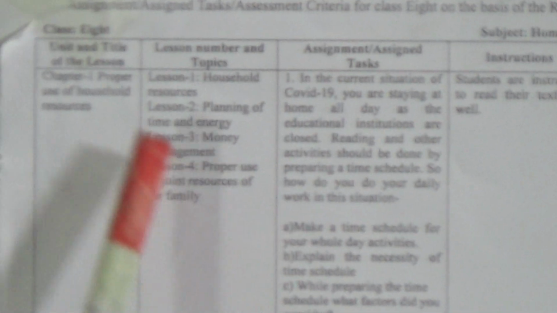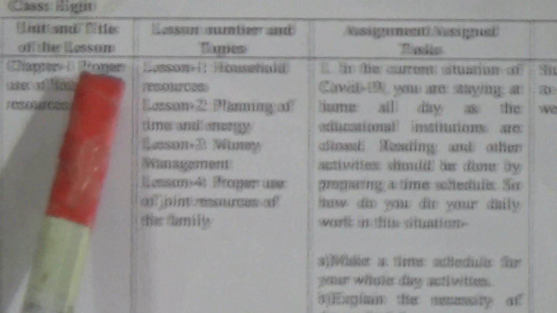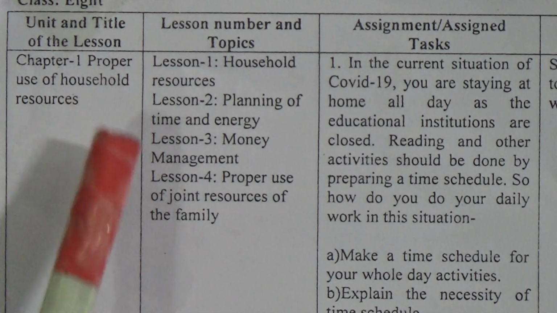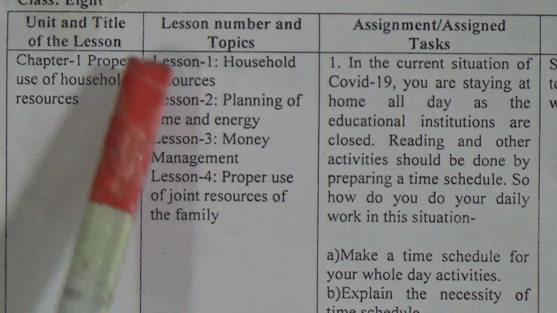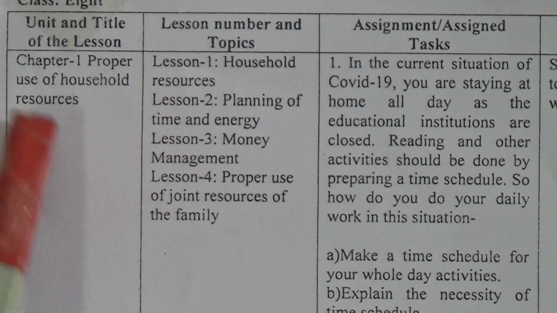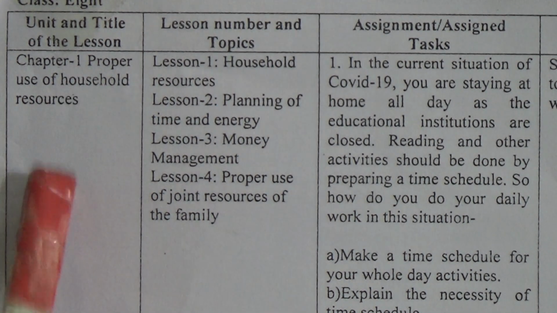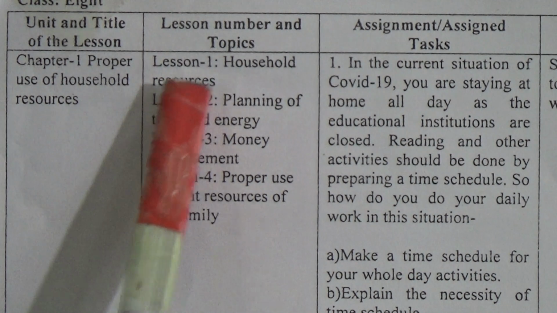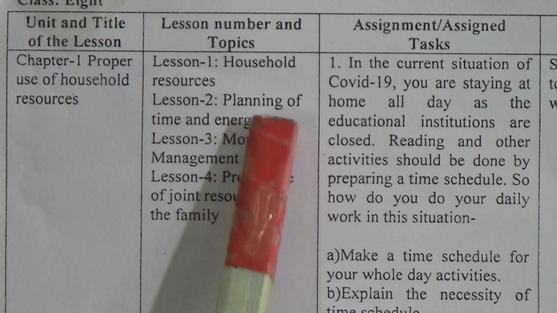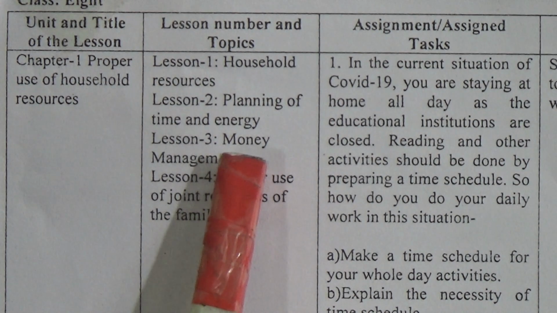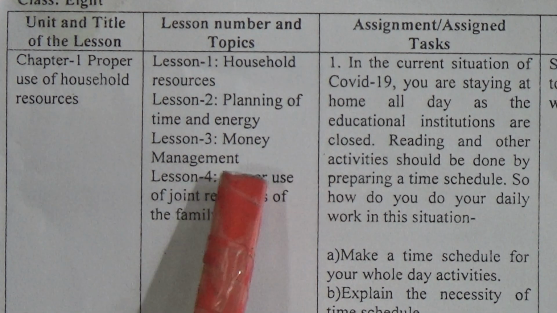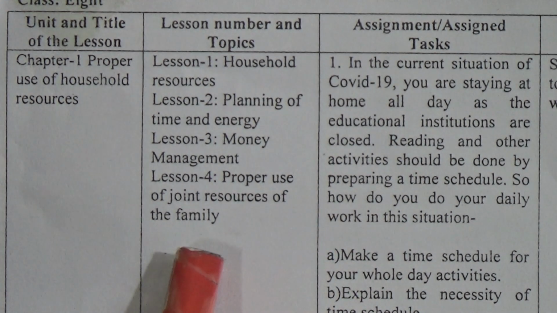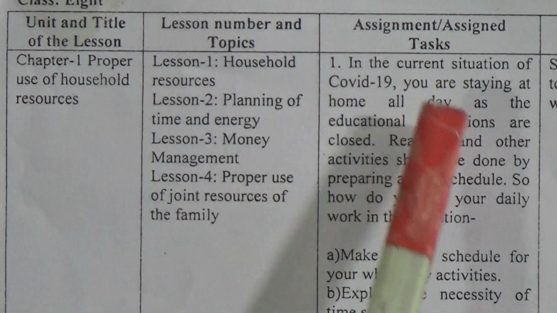Students, look here. You'll get the unit and title of the lesson, and for the home science assignment the chapter is the first chapter, and the name is proper use of household resources. The given lessons are lesson 1, 2, 3, 4. Lesson 1 is about household resources, lesson 2 is about planning of time and energy, lesson 3 is about money management, and lesson 4 is proper use of joint resources of the family. And now come to the assignment or assigned task.